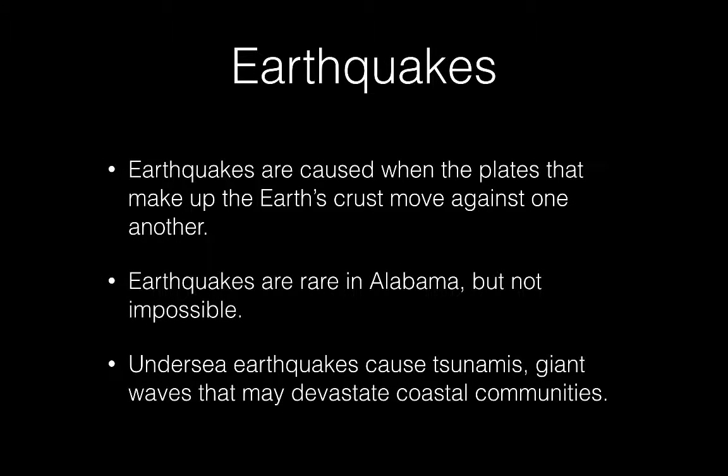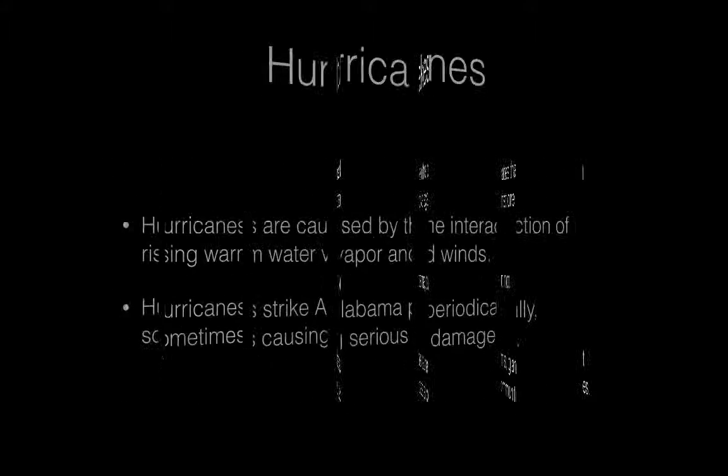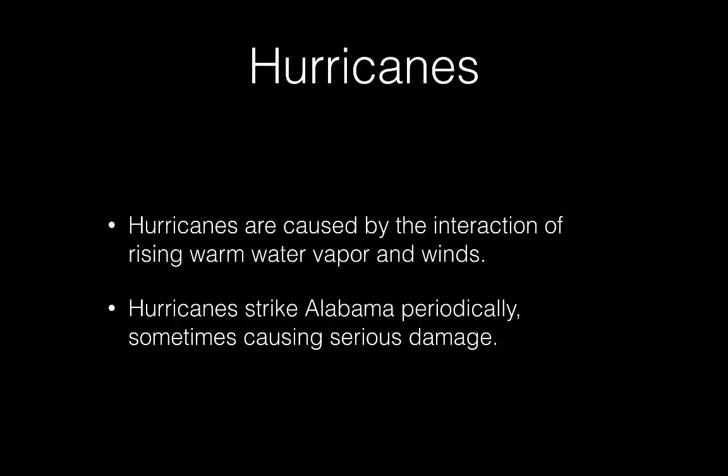Earthquakes are caused when the plates that make up the Earth's crust move against one another. Earthquakes are rare in Alabama, but not impossible. Undersea earthquakes cause tsunamis, giant waves that may devastate coastal communities. Hurricanes are caused by the interaction of rising warm water vapor and winds. Hurricanes strike Alabama periodically, sometimes causing serious damage. Both the strong winds of the hurricane and the flooding that can occur have damaged areas of Alabama in the past.